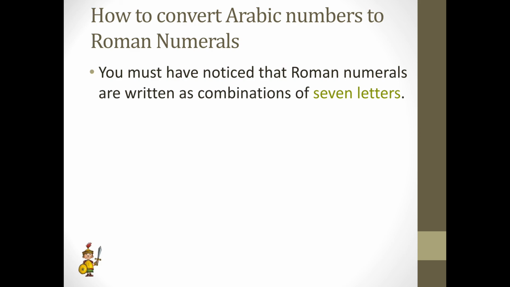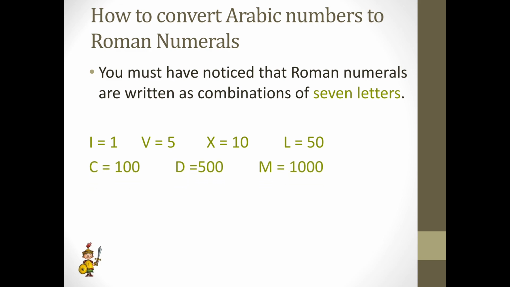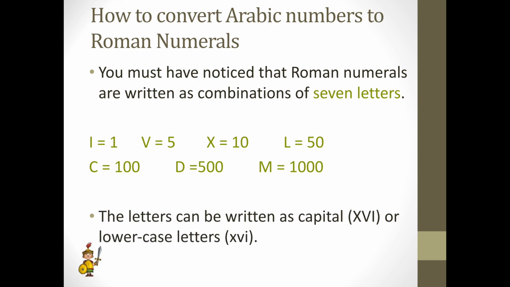Now let's review how to convert Arabic numbers to Roman numbers. You must have noticed that Roman numerals are written as combinations of 7 letters. And what are those 7 letters? I stands for 1, V stands for 5, X stands for 10, L stands for 50, C stands for 100, D stands for 500, and M stands for 1000. The letters can be written as capital or lowercase letters. You can use both kinds of letters to represent the Roman numerals.